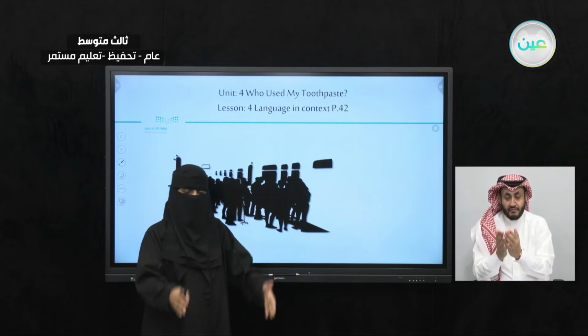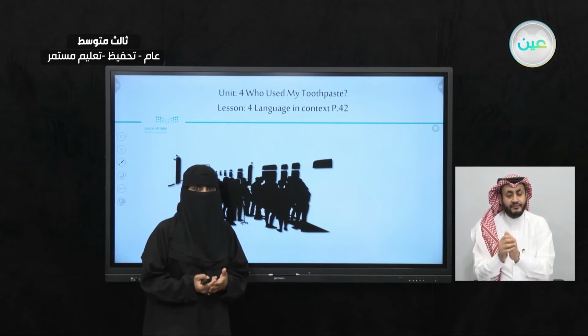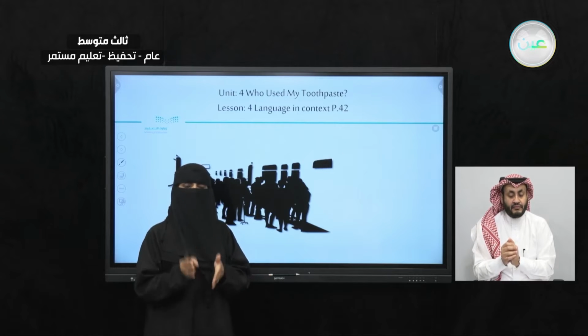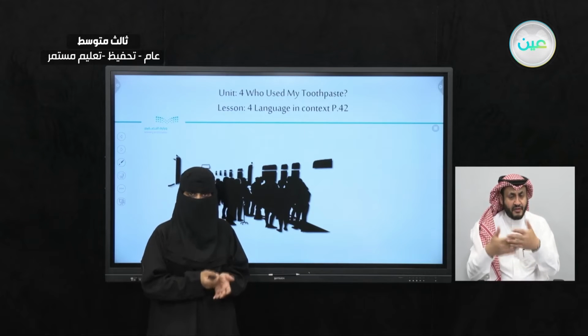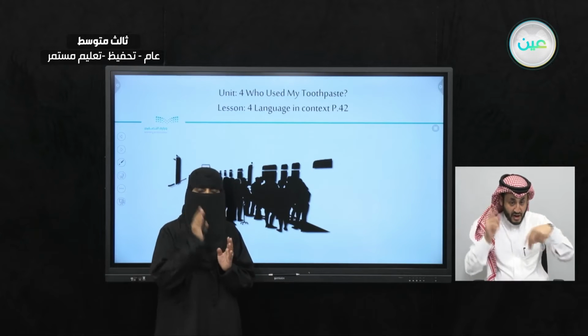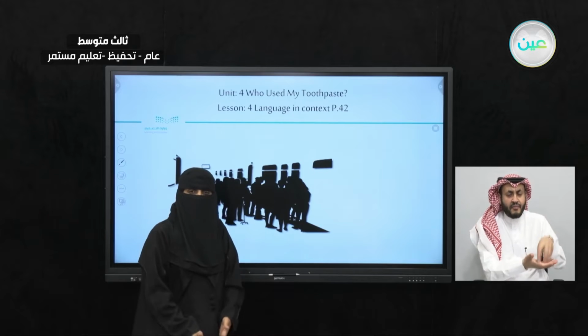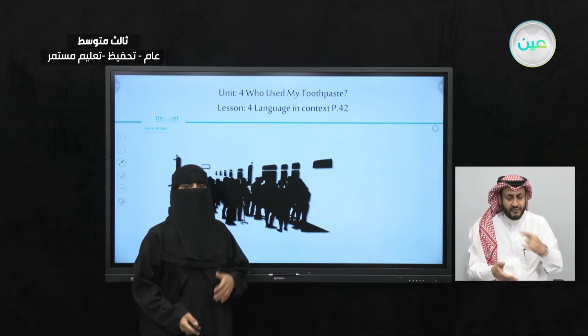They are standing in a line. Where do you think? They are in front of the gate. They are going to the airplane. They are going inside the airplane. They are traveling. So they are standing in a line, a long queue.